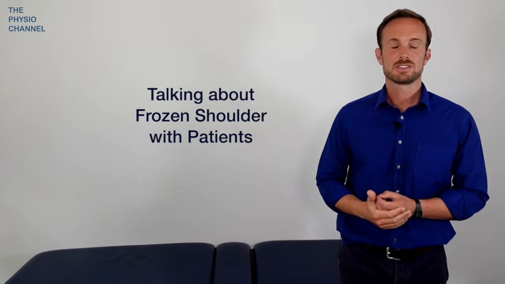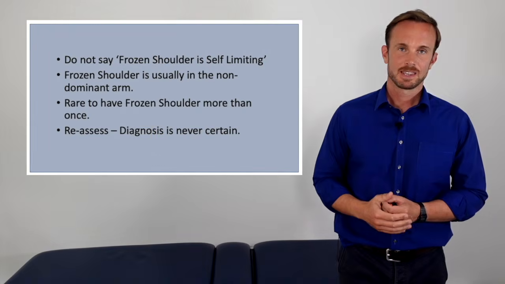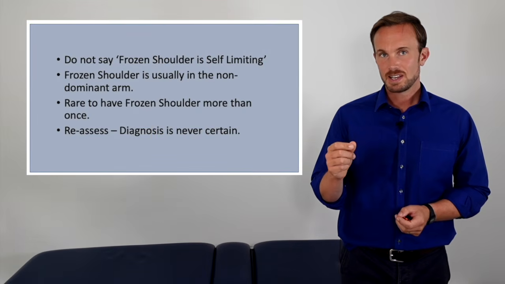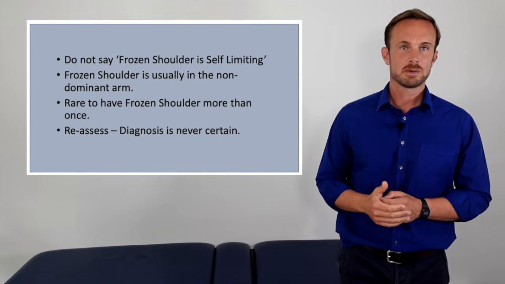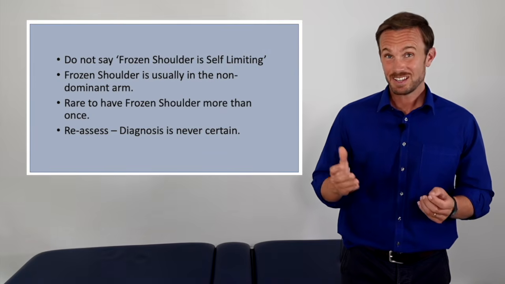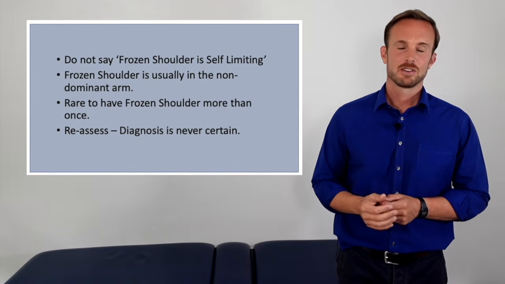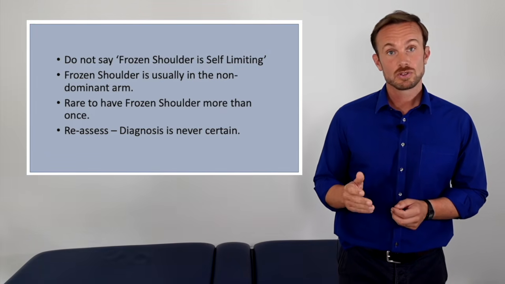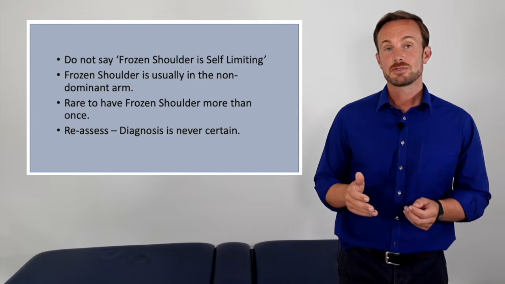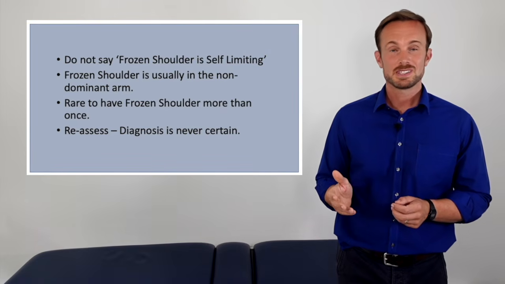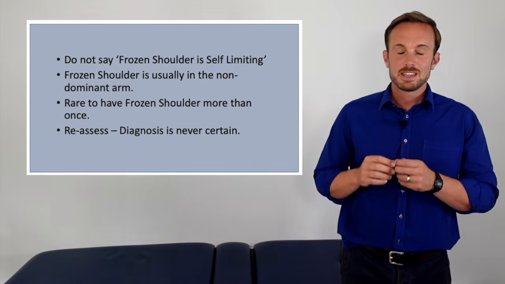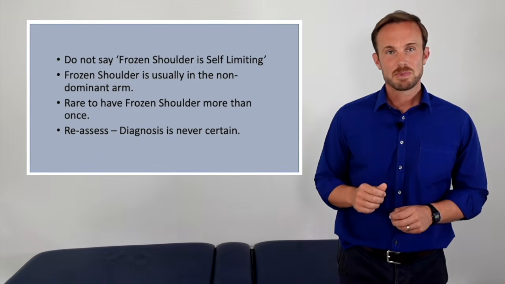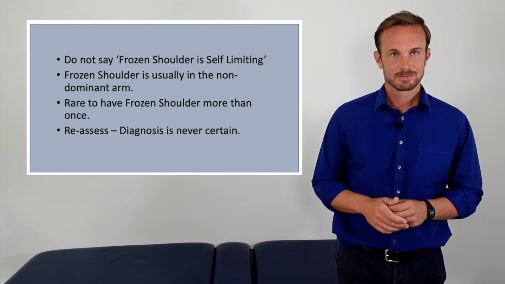Brilliant. Here's a few extra tips when talking things through with patients. Try not to say that it's self-limiting, as this may lead to the patient doing nothing in terms of movement and rehabilitation, which is in itself self-limiting. Frozen shoulder is usually in the non-dominant arm. If you've had frozen shoulder in one arm, there is an increased risk of getting it in the other arm, but it's very rare to get it in the same arm twice.